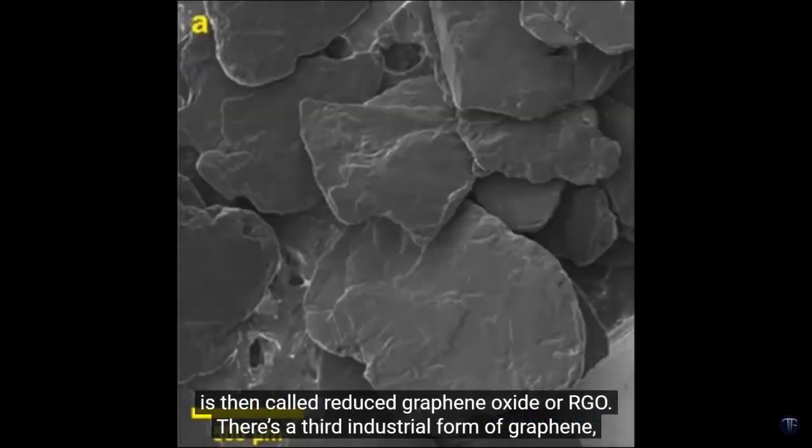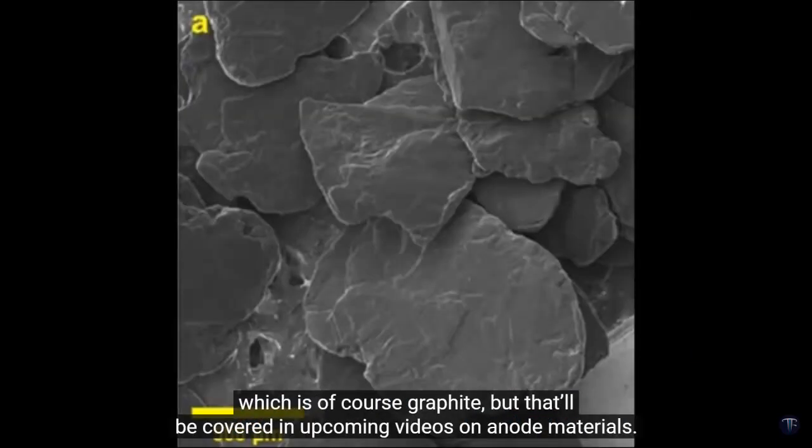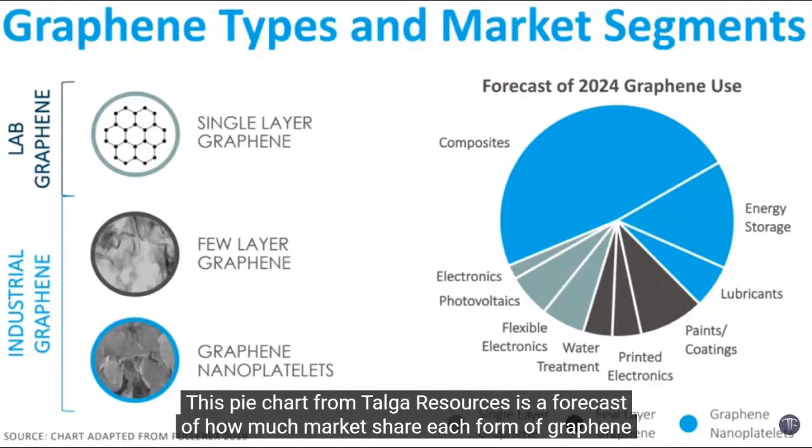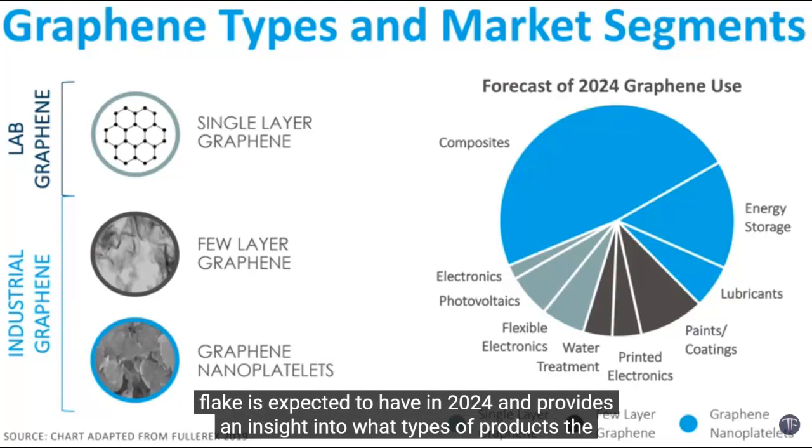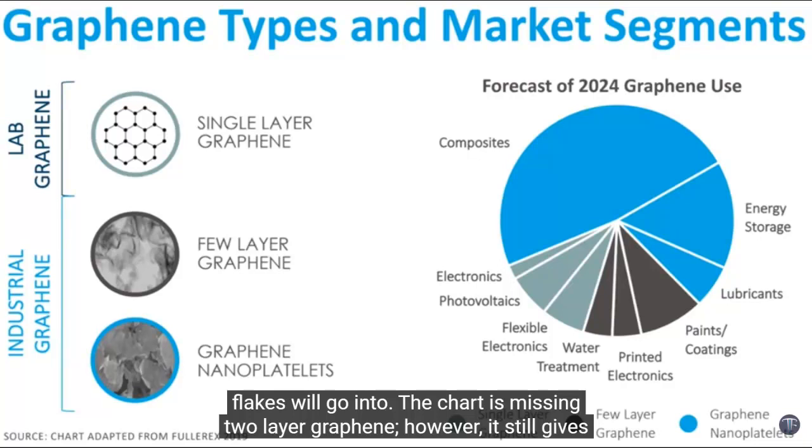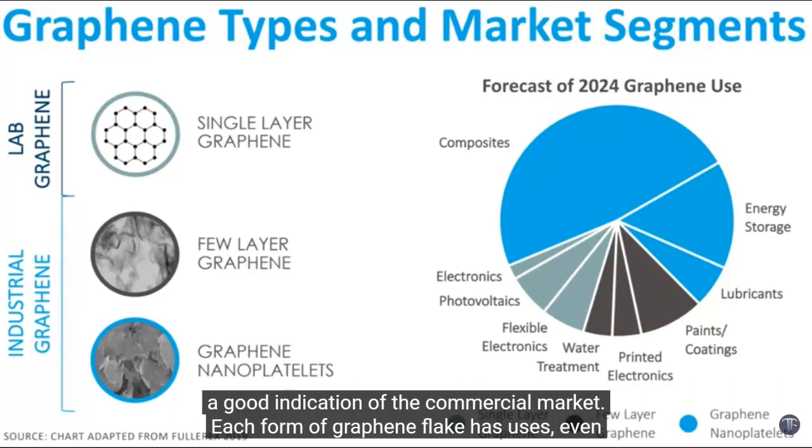This pie chart from Tolga Resources is a forecast of how much market share each form of graphene flake is expected to have in 2024 and provides an insight into what types of products the flakes will go into. The chart is missing two-layer graphene. However, it still gives a good indication of the commercial market. Each form of graphene has uses, even nanoplatelets which aren't technically graphene.